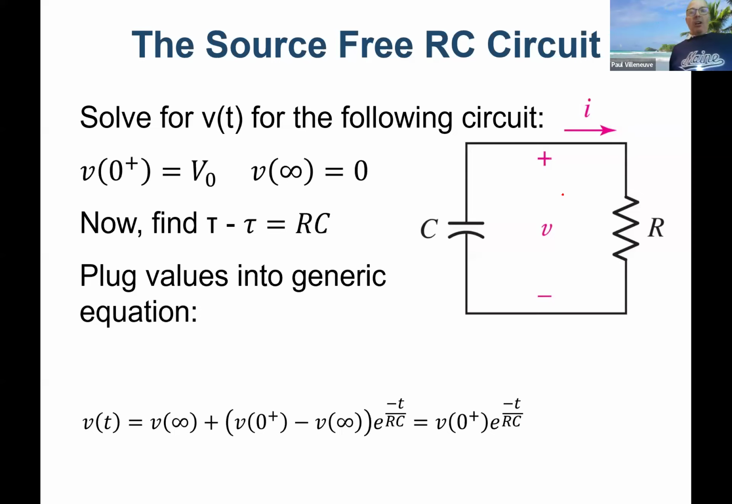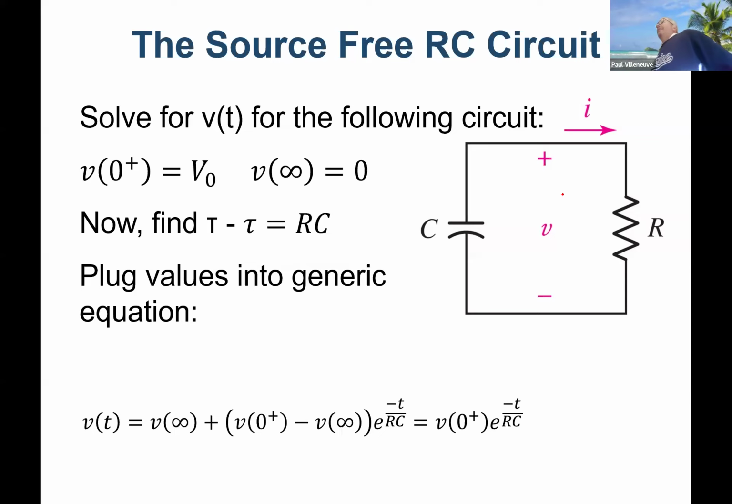All right. So let's assume that we have no external source here. What we want to do is solve this generic circuit with no external source, but it does have an initial condition, and we want to write an expression for solving for the voltage across essentially the two elements. And so we know that V of 0 plus equals V naught, and V of infinity has to equal 0.